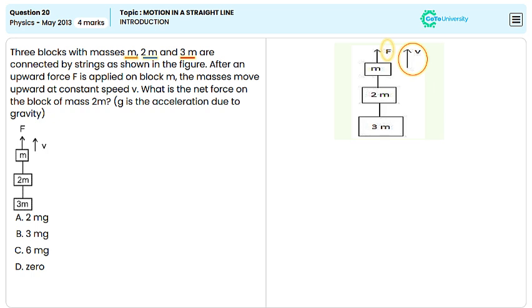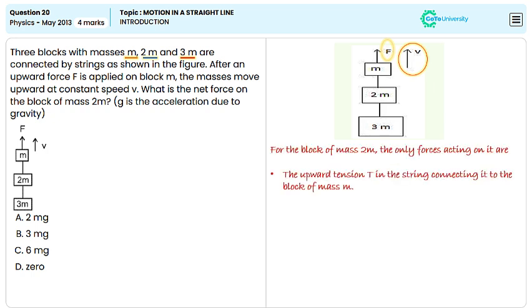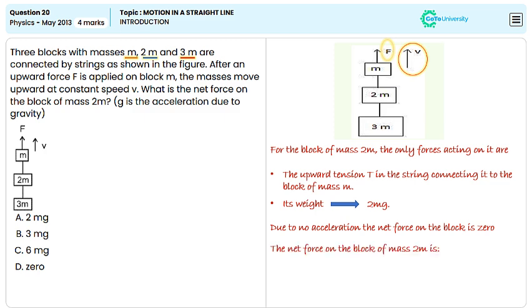For the block of mass 2m, the only forces acting on it are the upward tension T in the string connecting it to the block of mass m, and its weight, which is 2mg, acting downward. Since the net force on the block is zero due to no acceleration, the upward force T must exactly balance the downward weight of 2mg. Therefore, the net force on the block of mass 2m is 0. Hence, the right answer is option D, 0.